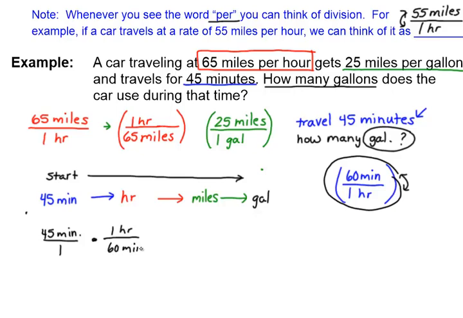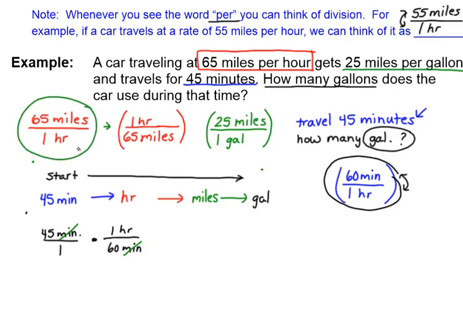Why did I flip that around? Well, when we multiply fractions, we can cross cancel. Anything that's on the top will cancel out with what's on the bottom. And so I needed the minutes to cancel out. And so that's why I put the minutes on the bottom and the hours on top. Okay, so we use that one. Now we want to get to miles. The relationship between hours and miles is right here, 65 miles per hour.